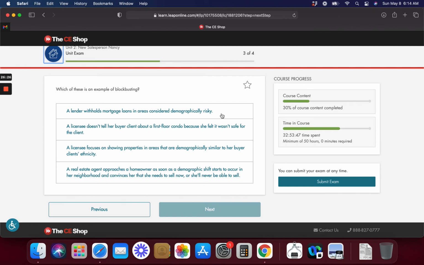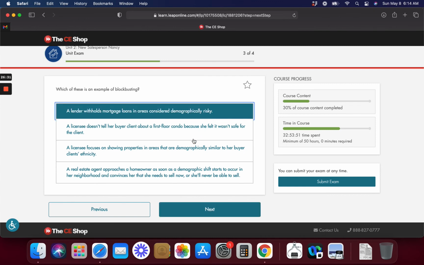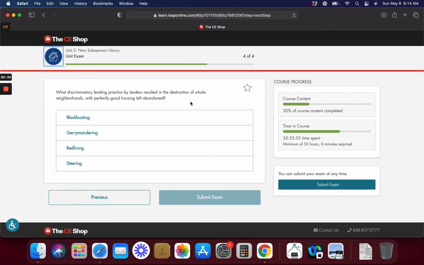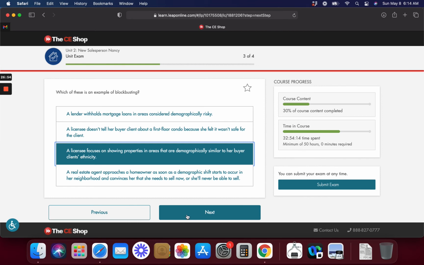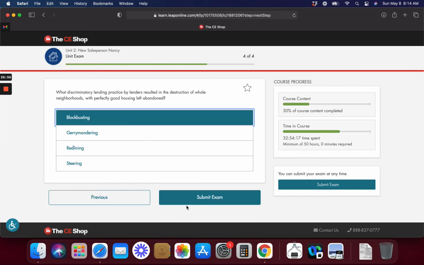Which of these following is an example of blockbusting? Blockbusting has more to do with the mortgage companies, I do believe. Which discriminatory lending practice by lenders results in the destruction of a whole neighborhood? Oops, maybe this one's blockbusting. Okay, I don't know. Maybe we got that mixed up. All right, I don't know.